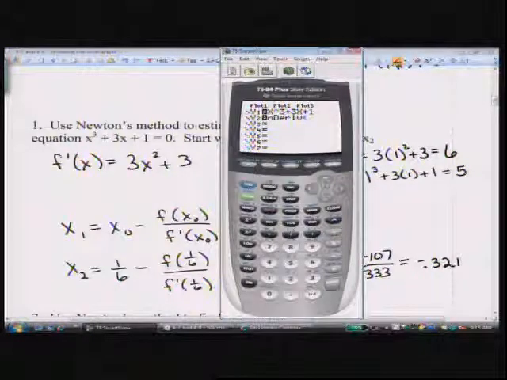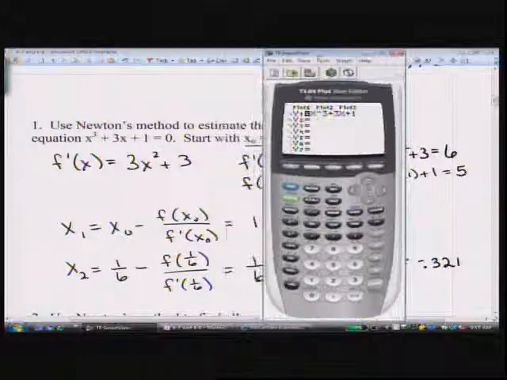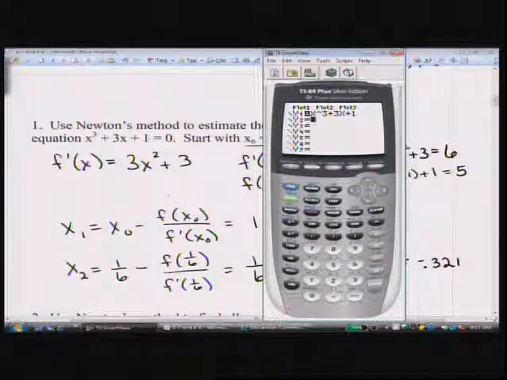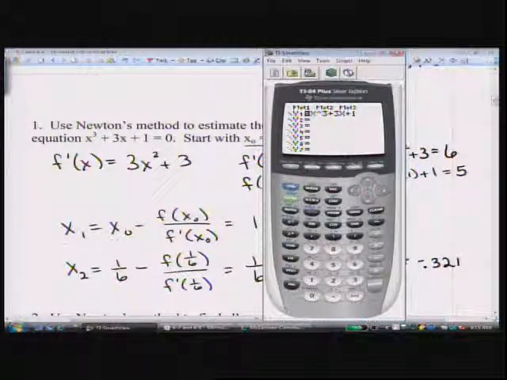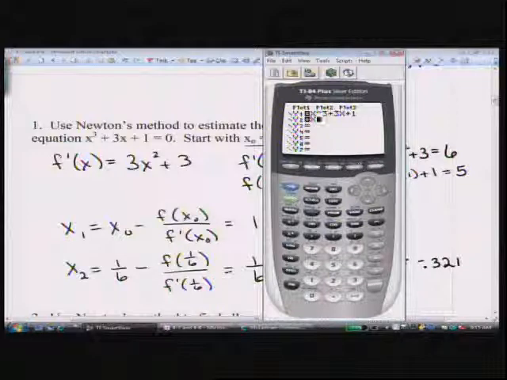Actually, in one line, I want to get this command here. So I'm going to do this. I'll show you that derivative in just a second. I'm going to type in this x1 equals x naught minus f of x naught over f prime of x naught. So I'm going to do x minus f at x naught is my y1.